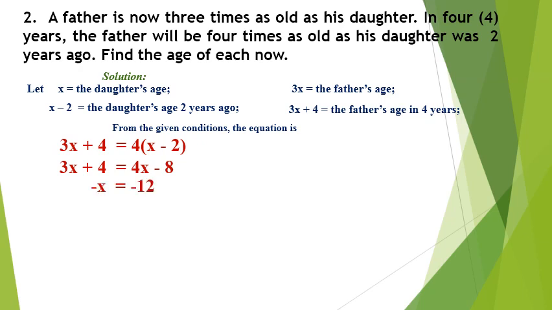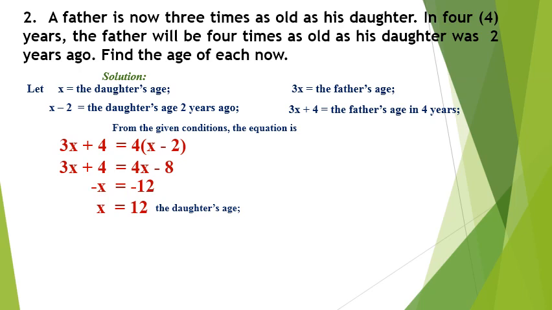And from this, we will have to combine like terms. So we have 3x minus 4x, which is negative x, and negative 8 minus 4, which is now negative 12. And since these are of negative signs, we will have to divide both sides by negative 1. Hence, we now have x is equal to 12, which is the daughter's age.